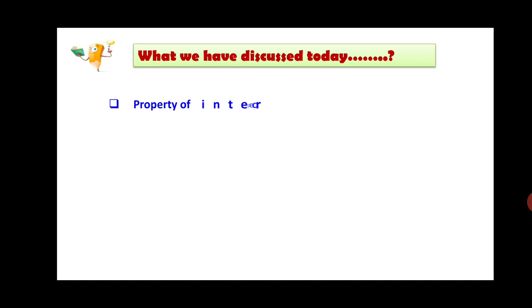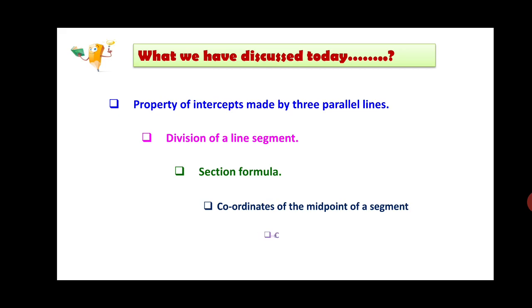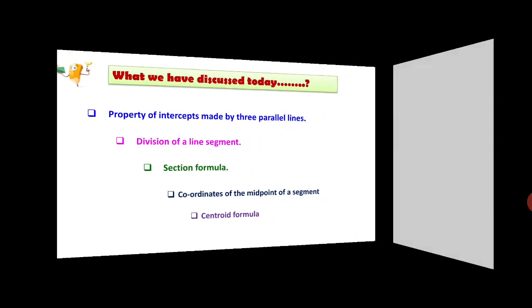So friends, today what we discussed is the property of the intercepts made by three parallel lines, which plays a very important role in deriving the section formula, division of a line segment, then the section formula, coordinates of the midpoint of a segment, and the centroid formula. So you have to revise and recall all the formulas.